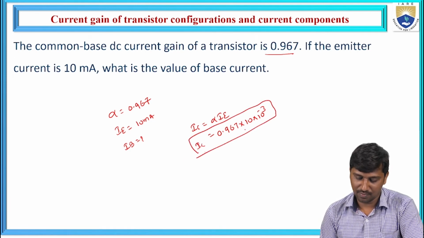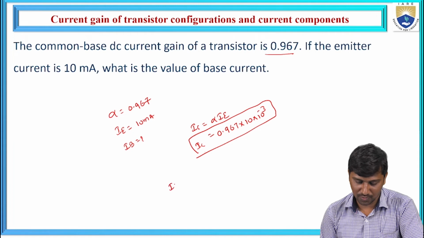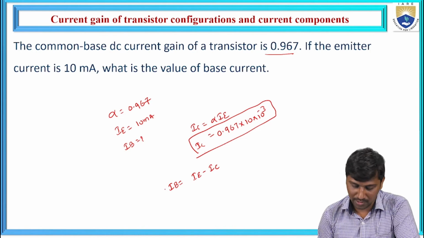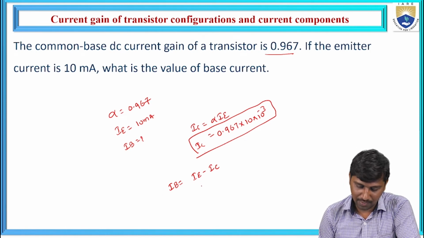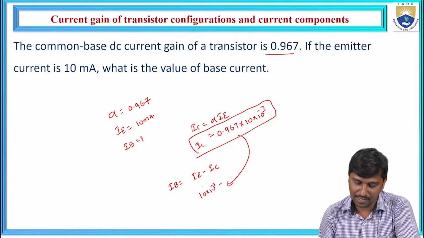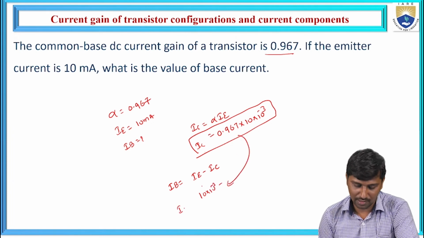After this, you can calculate the IB. IB is equal to the difference between emitter current and collector current. So substitute the emitter current here: 10 milliamperes minus, and you can substitute this IC value here to get this IB.